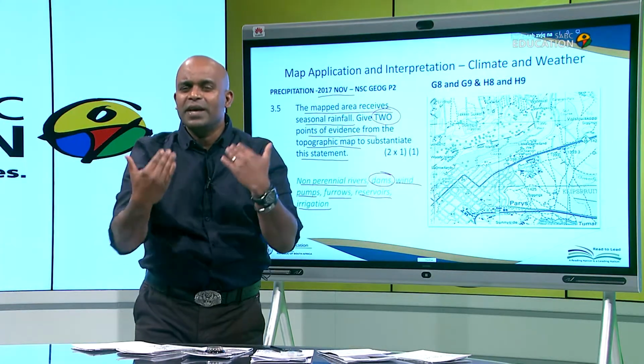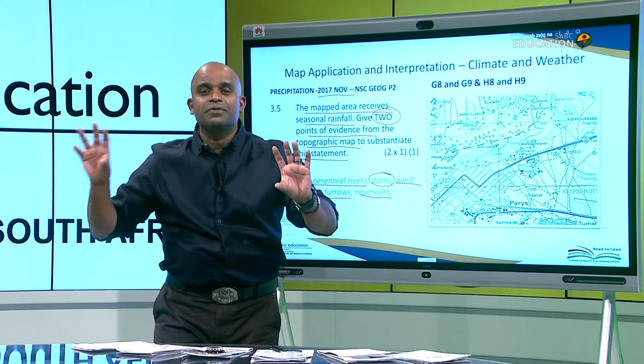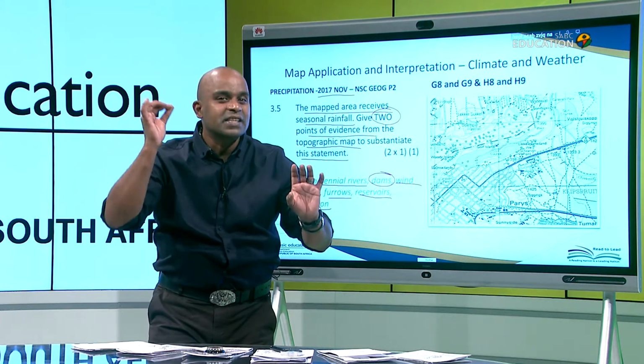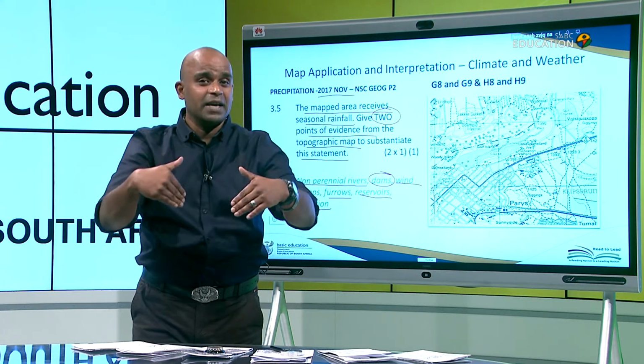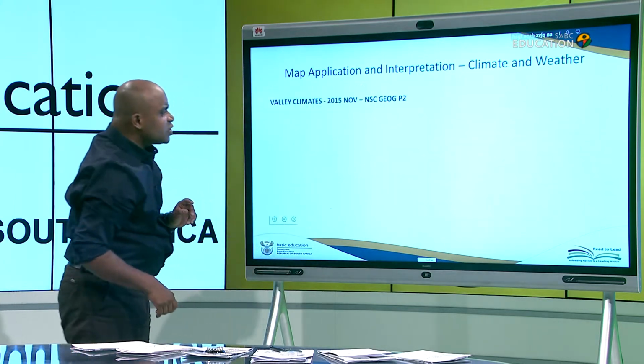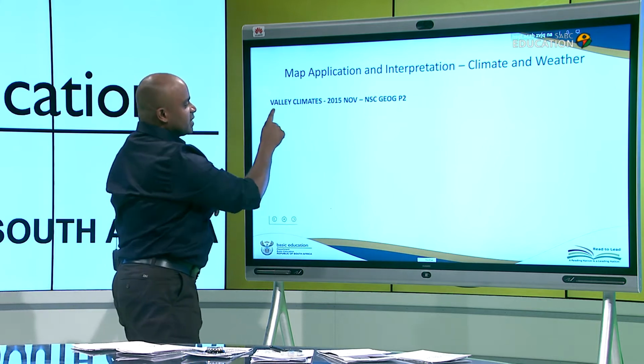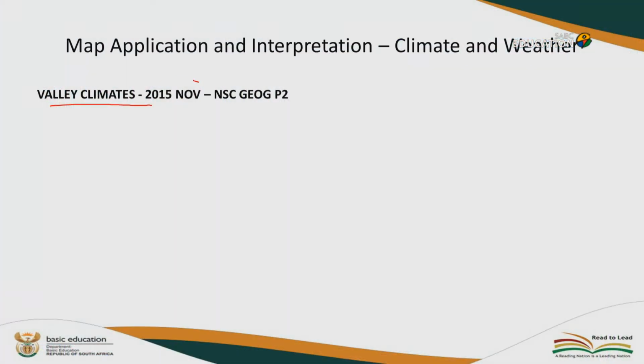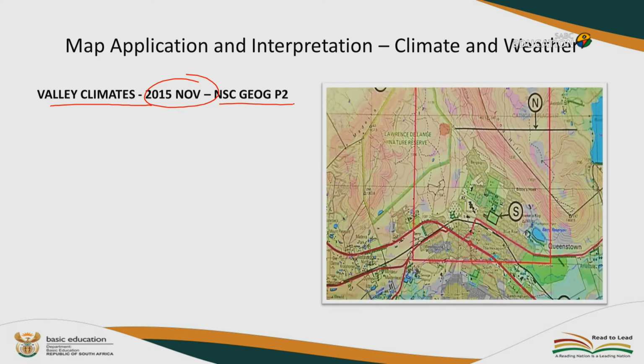Can you see how easy it is when you analyze different examinations and identify the theme that is being examined? Let's look at the next one. The next one talks to valley climates. So in 2015 November, the first of the geography paper 2s examined valley climates.